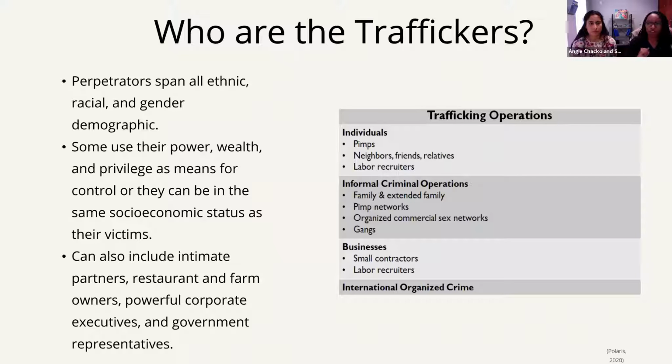The perpetrators span across all ethnic, racial, and gender demographics. Some of them will use their power, wealth, and privilege as a means for control, but some of them also come from the same socioeconomic status as a victim. So it really varies from case to case. It also can be intimate partners, restaurant and farm owners, powerful corporate executives, government representatives. The span is wide and they can come from all different sides of it.